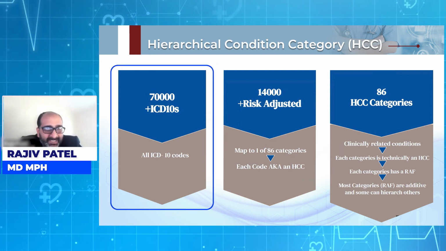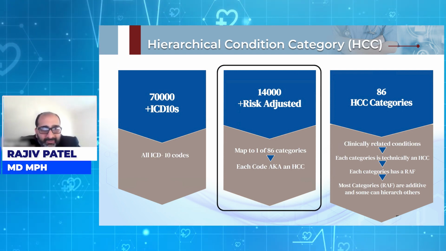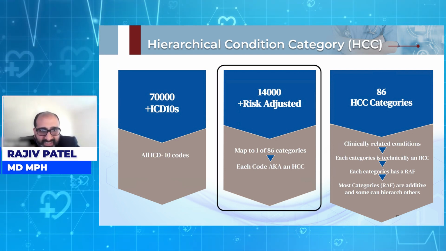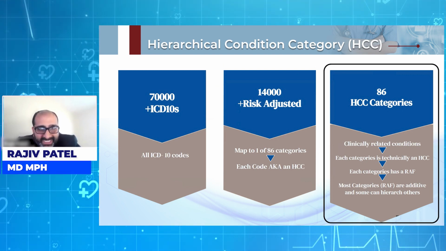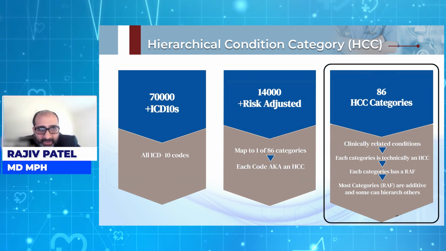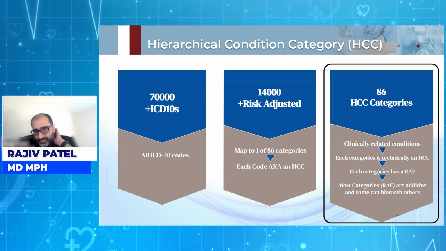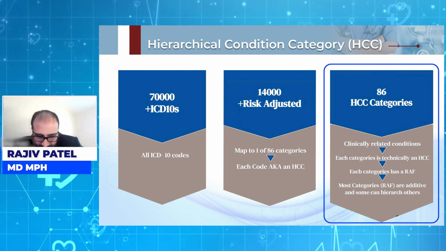So what CMS did, they analyzed all 70,000 of these ICD-10 codes. They picked about 14,000 of them that they risk adjust, and they mapped those 14,000 into approximately 86 categories, and they call those categories HCC categories, or hierarchical condition categories. These 86 categories are all made up of clinically related conditions. So what do I mean by that?